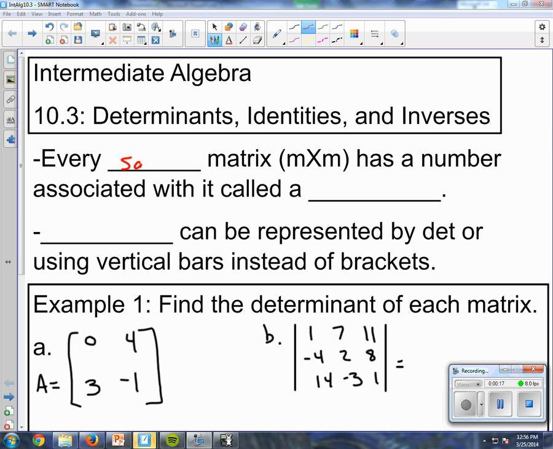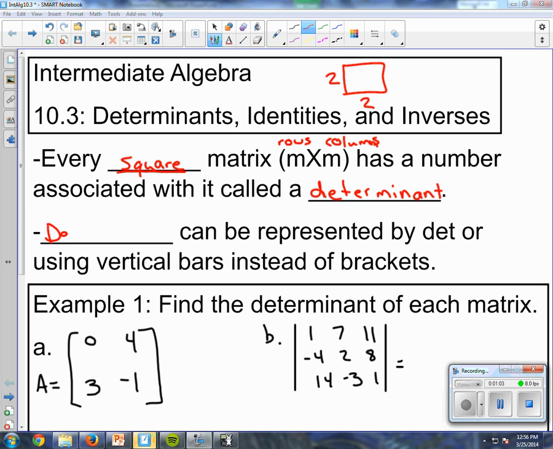Every square matrix, M by M, has a number associated with it called a determinant. And to have a determinant, it again has to be a square matrix. A square matrix is just like a square in general. We think geometry, we think of square. If this side's 2, this side has to be 2. With a matrix, it's kind of the same idea. M by M would imply however many rows there are, you have to have that many columns as well. So if there are 4 rows, it would have to have 4 columns. And if it's not a square matrix, it's not going to have a determinant.